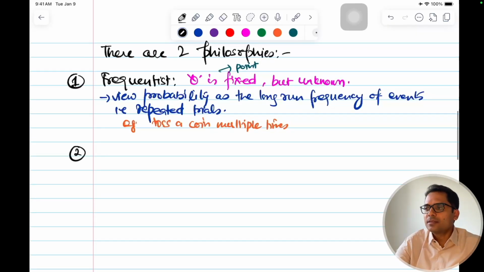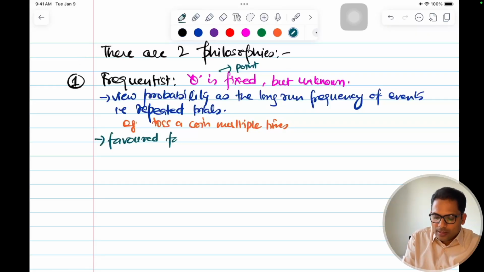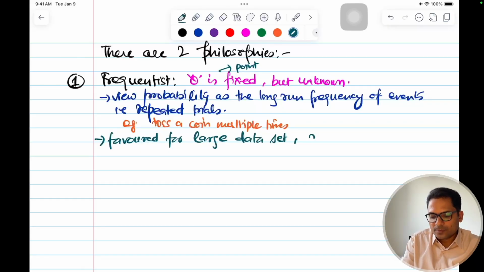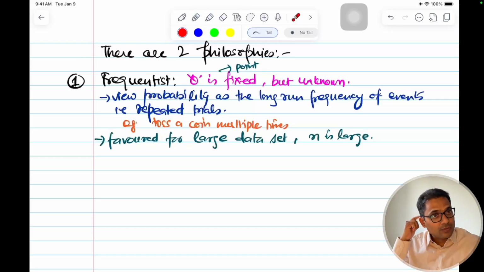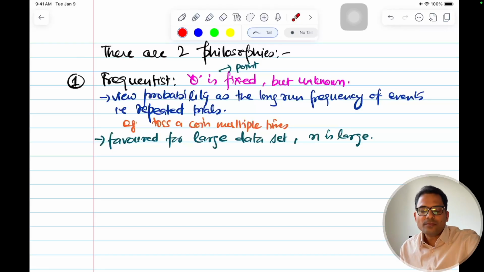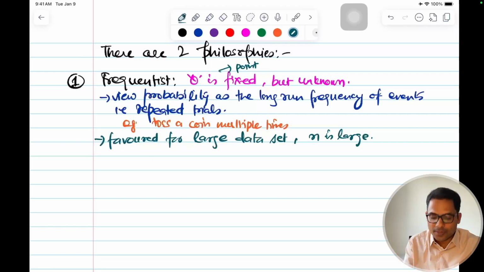This frequentist approach is favored for large data sets, when n is large. Then we go for frequentist, because we have seen in the central limit theorem and the law of large numbers that when we have a very large number of data points, we can get a very good estimate. The sample mean would be equal to the population mean. So this is favored then.